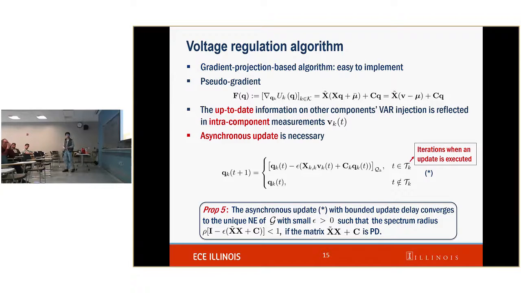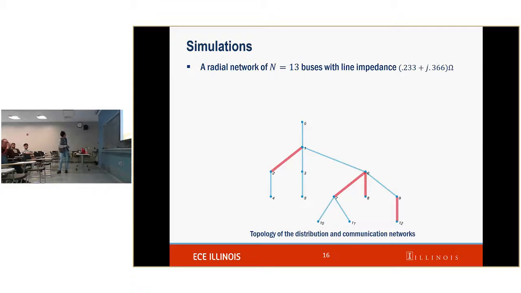And we have a proposition to show that this asynchronous update with bounded update delays converges to the unique equilibrium if this matrix is positive definite, which we have shown in proposition 4, and if the step size is small enough. So we have done some simulation work on this algorithm.